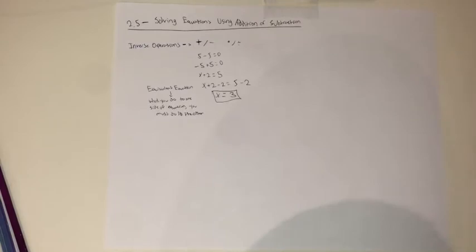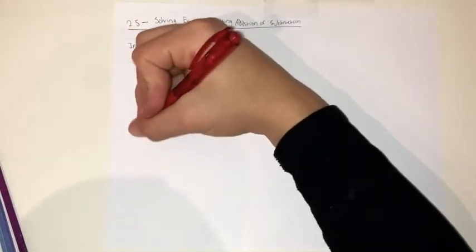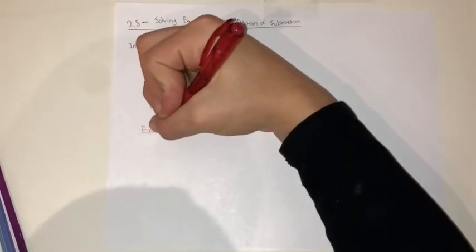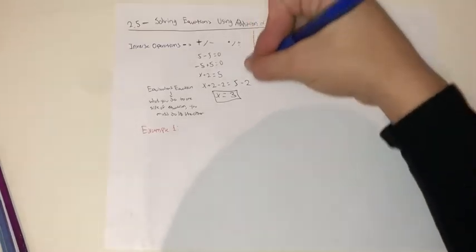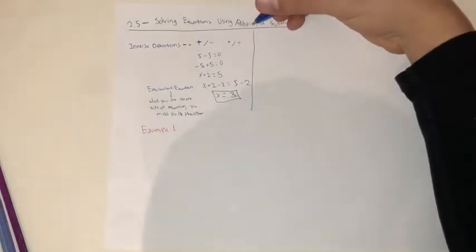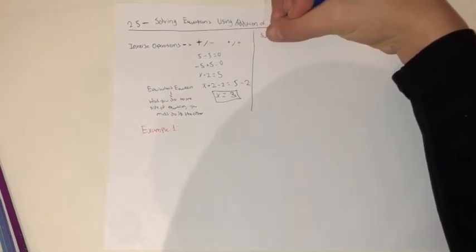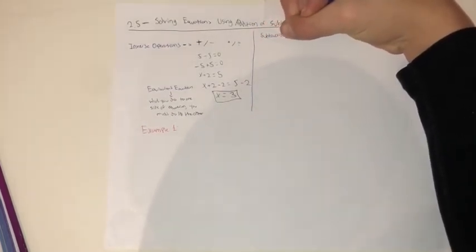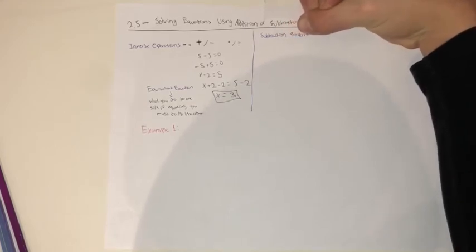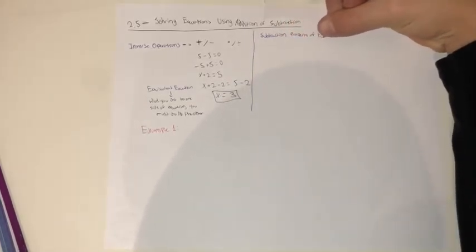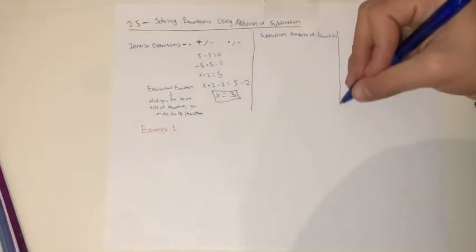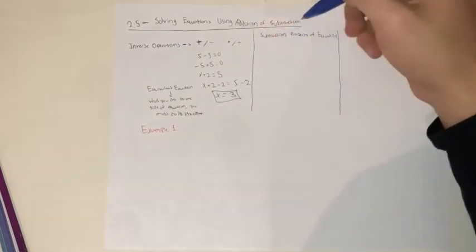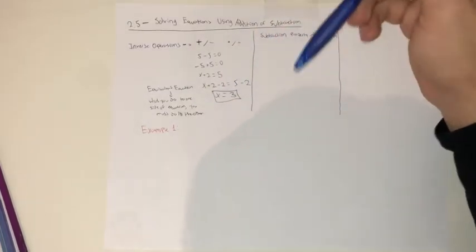This brings us to example 1. But before doing example 1, we also have to analyze the subtraction property of equality. This is just math giving a fancy name to something that you guys already know. It's basically using subtraction to manipulate an equation.